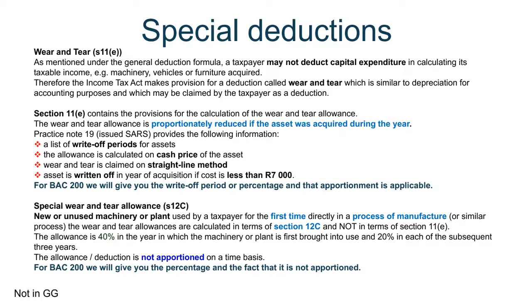12C is only given to entities that are manufacturing, right? So there must be manufacturing. And basically, it's to try and incentivize those companies that are manufacturing in South Africa to manufacture more. That's why they give you that big 40% in the first year, and they don't apportion it, to try and encourage people to buy machines and manufacture in South Africa. Again, if it's a 12C allowance, I will tell you that in the question, and I'll also repeat the rates: it's 40, 20, 20, 20, and that it's not apportioned.